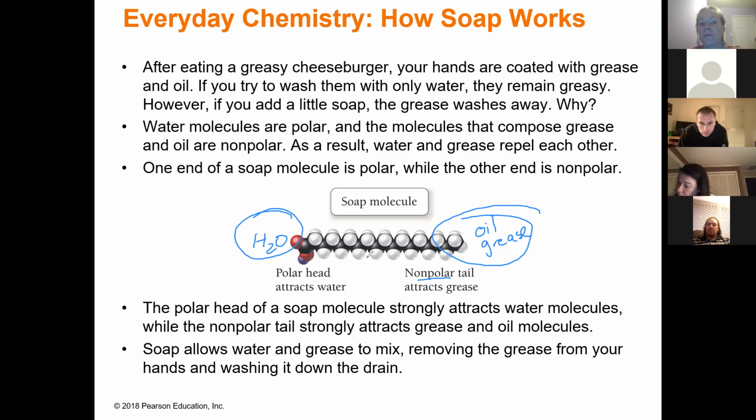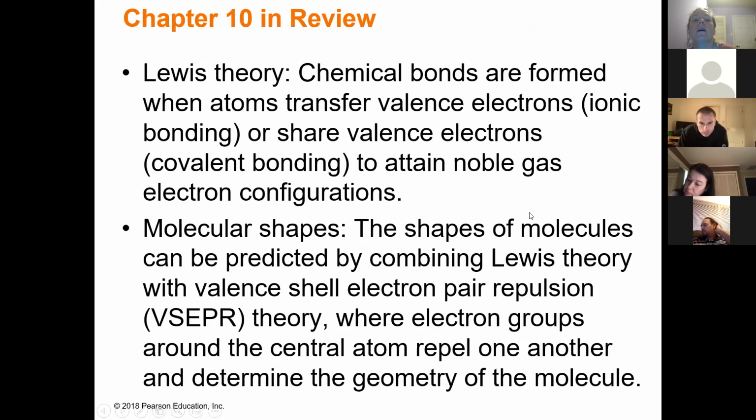So yeah, you probably want to be comfortable with how soap works, the basics of it, really just knowing that there's a polar head and a non-polar tail, and it acts as a bridge to connect these two things that would normally repel each other, right? And I believe that is it.